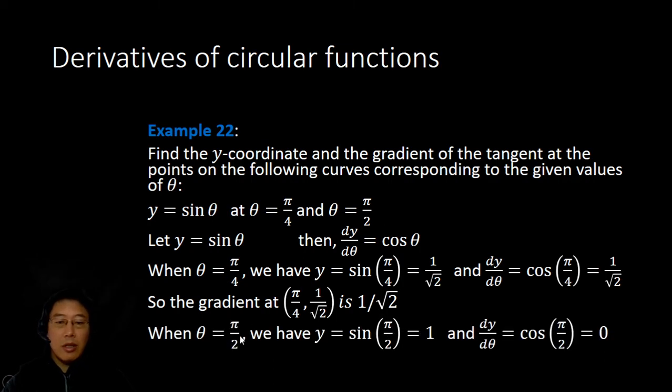For theta equal pi on 2, y equals sine of pi on 2, which is 1, and dy over d theta is cos of pi on 2, which is 0. So at the point where theta is pi on 2 and y equals 1, the gradient is 0, which is a horizontal tangent, and it could potentially be a turning point.